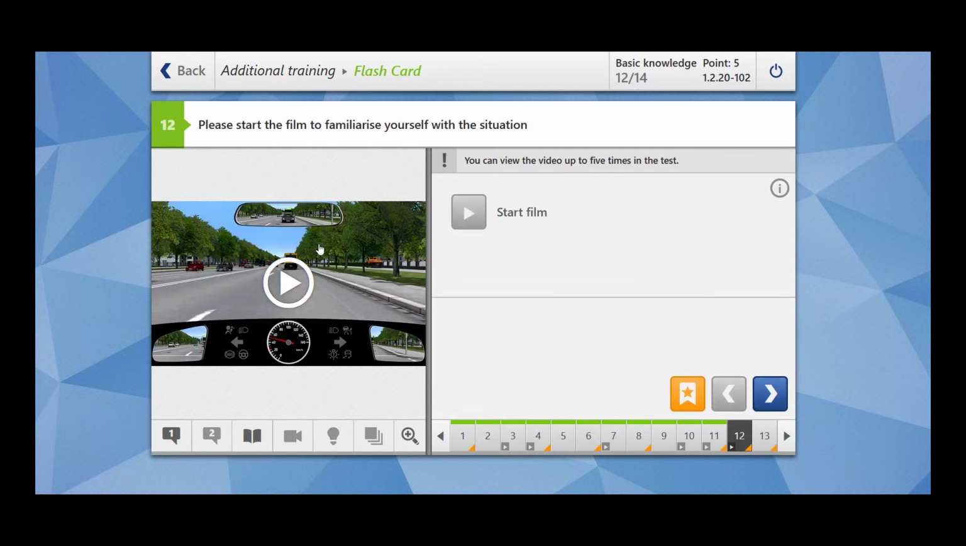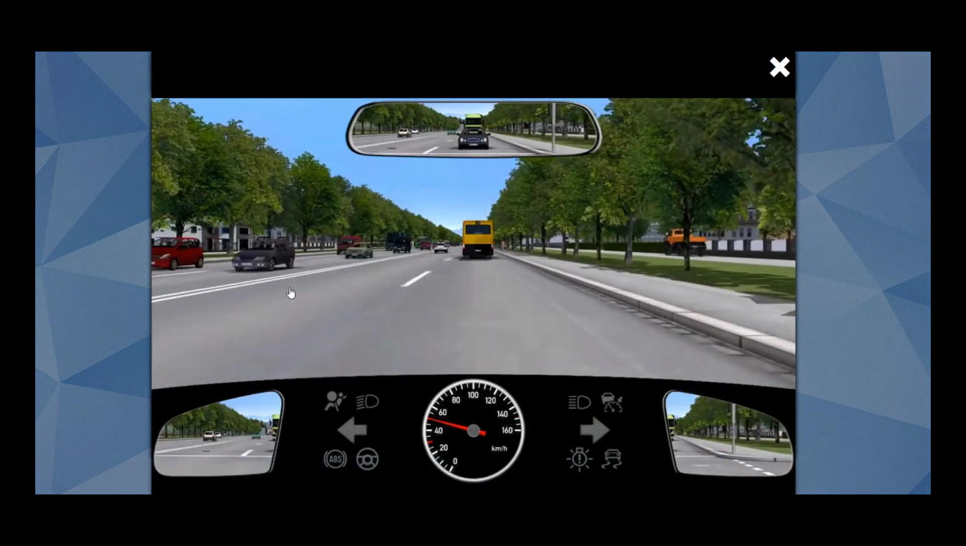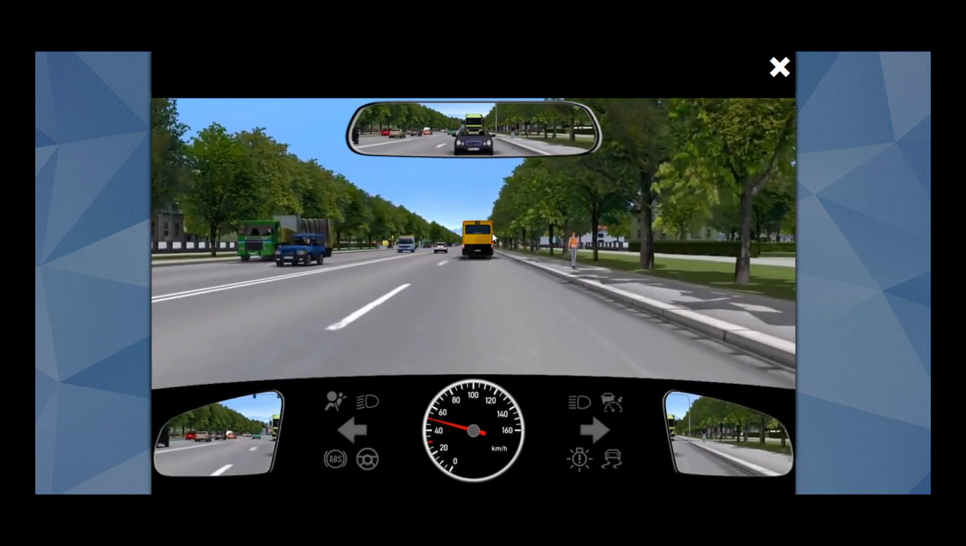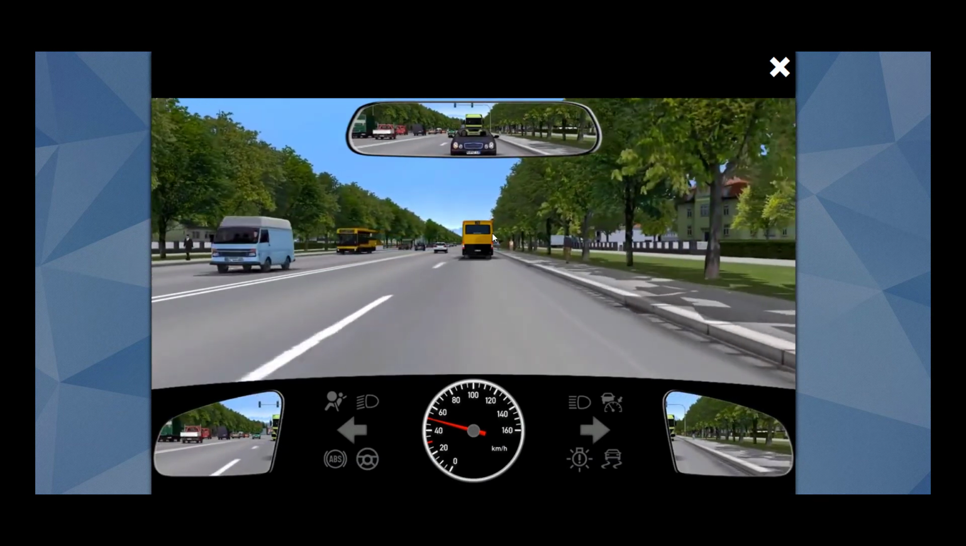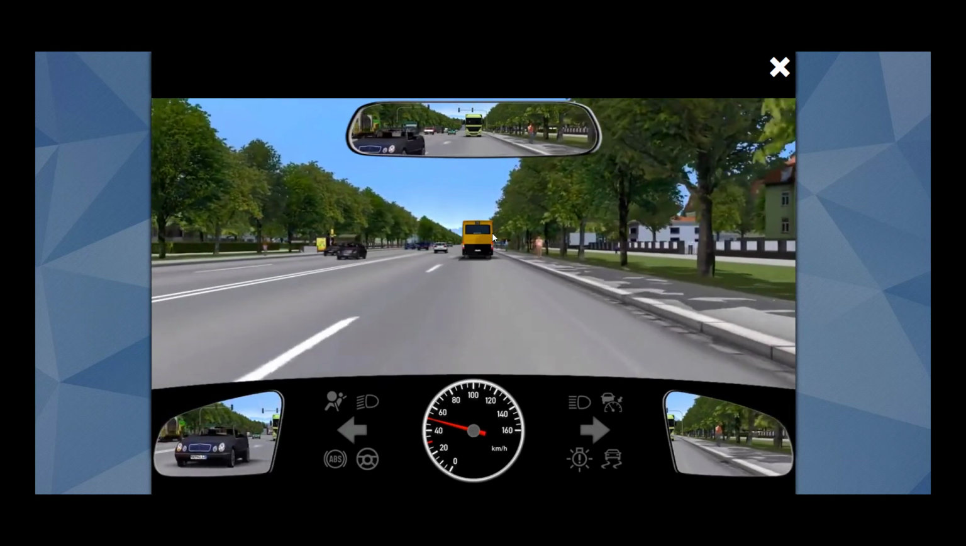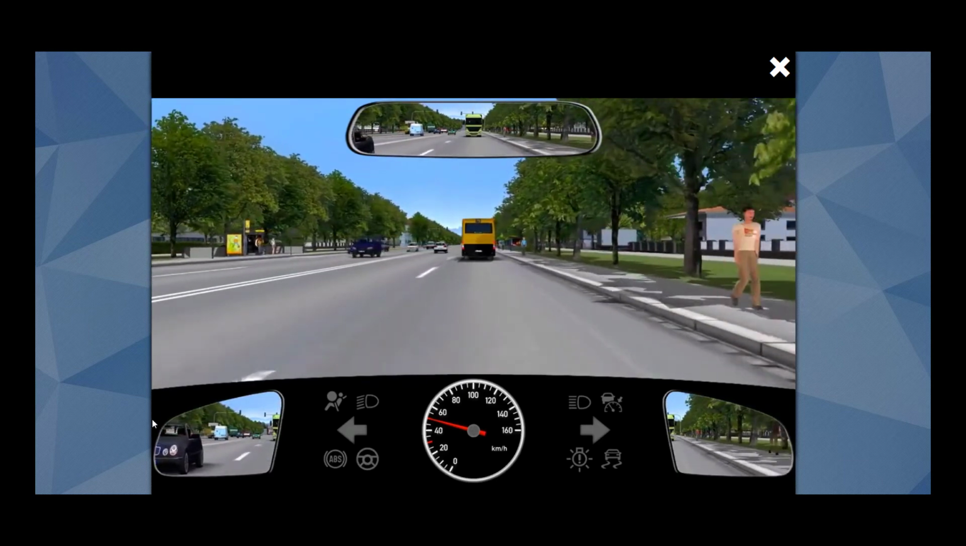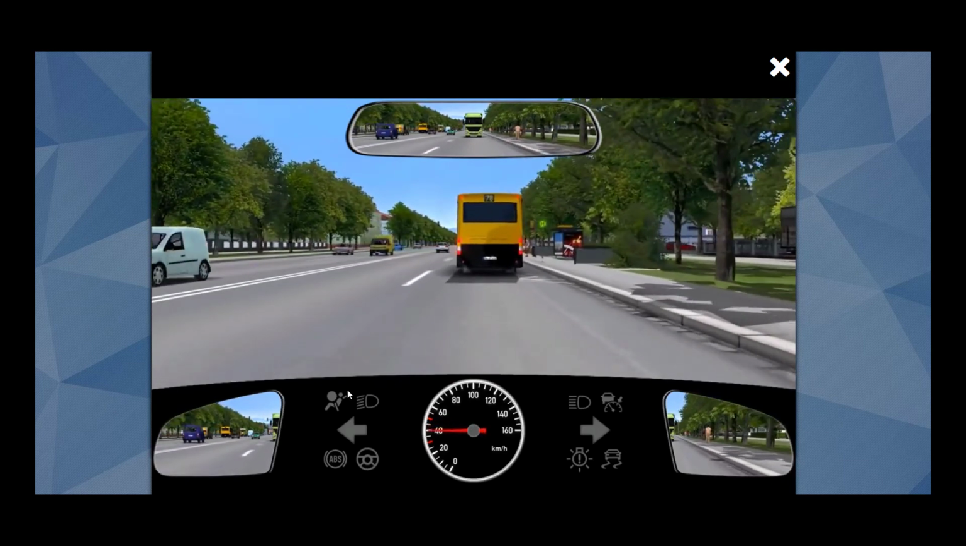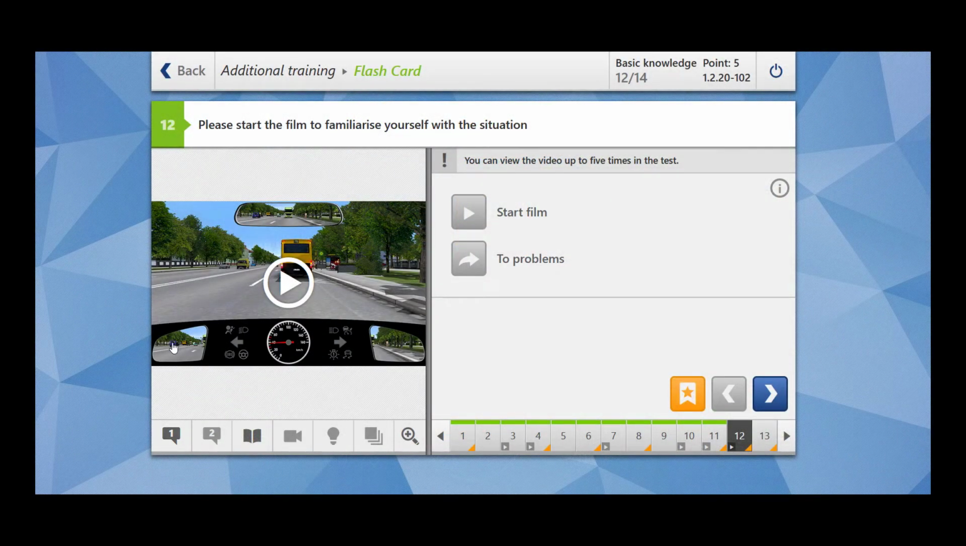Please start the film to familiarize yourself with the situation. So what we are doing here, we are behind this bus. We are inside the city. And from here you can see this car has overtaken you. Now this car is probably in your blind spot because you can't see this gray car in the center mirror or in the side mirror.